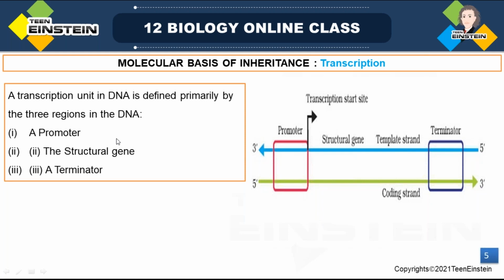So a transcriptional unit in DNA has three regions: first a promoter region, then the structural gene, and a terminator.